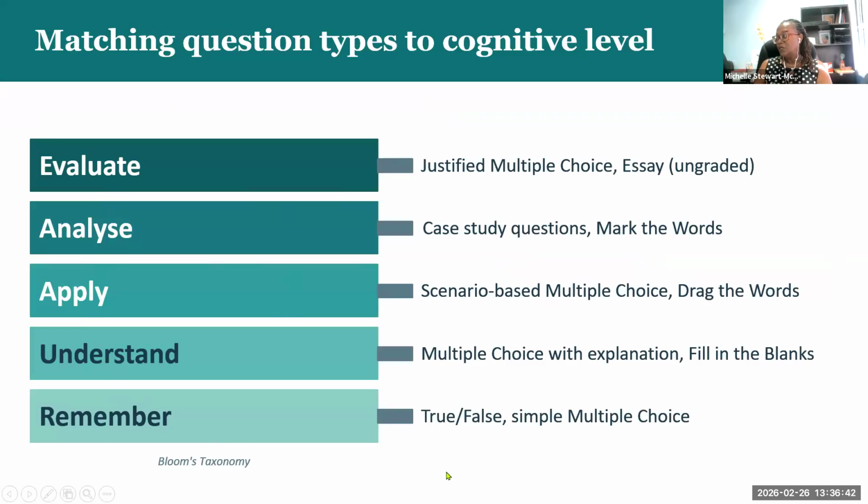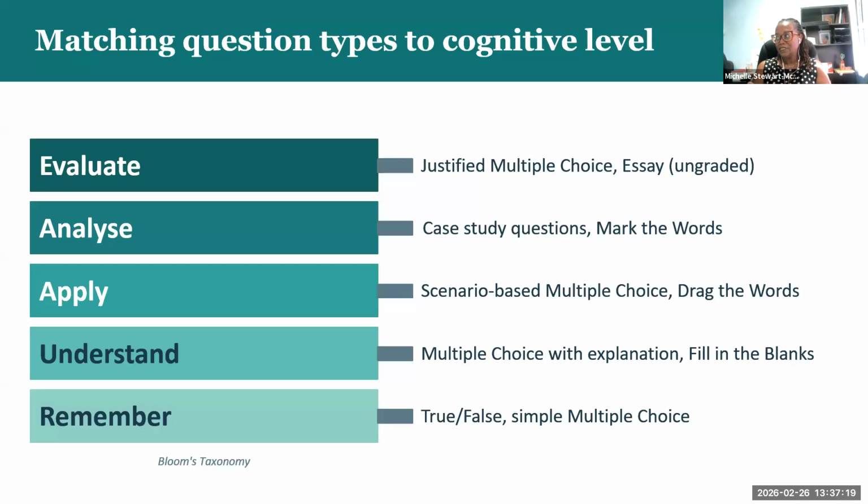At this lower end, we have true-false questions that we can use, and simple multiple choice that tests recall and recognition. When it comes to understanding, we can still use multiple choice, but we can have explanations in there, so the responses are a little more than just a one-word or two-word phrase. And then we can use fill in the blank here to show that level of understanding. When it comes to application, again, we can use multiple choice, but these are scenario-based multiple choice, and we can use drag the words so that they can show this level of application.